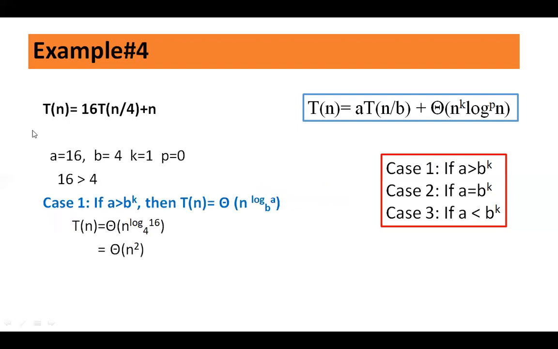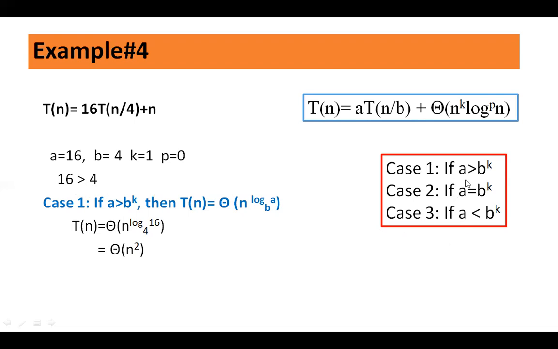Now let us look at another example. Here you have T(n) = 16T(n/4) + n. Now what are the values? A is 16, B is 4, and n raised to K: there is nothing here, which means n raised to 1, so K value is 1. P is equal to 0, as there is no P value here. Again check A and B raised to K. A is 16, B raised to K is 4 raised to 1, that is 4. So A is greater than B raised to K.